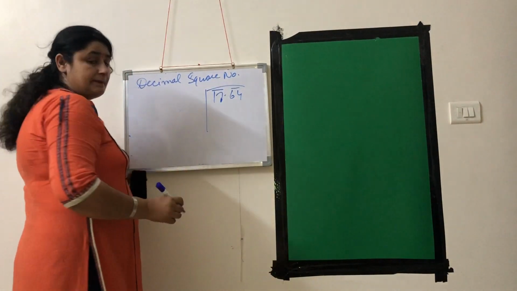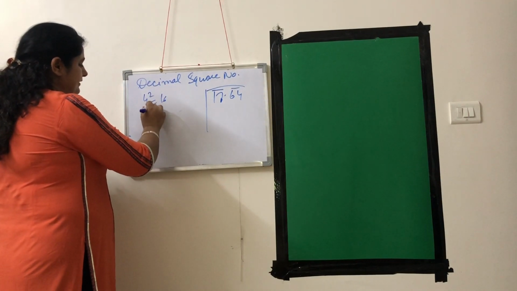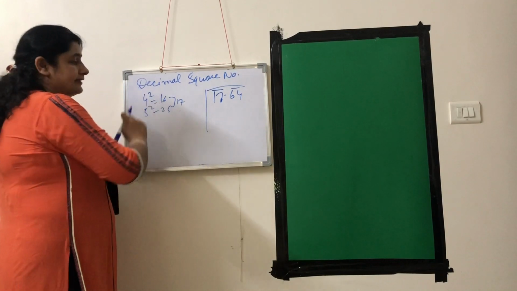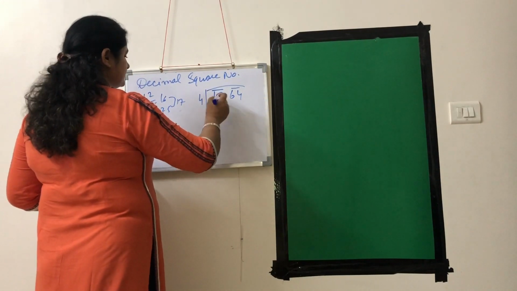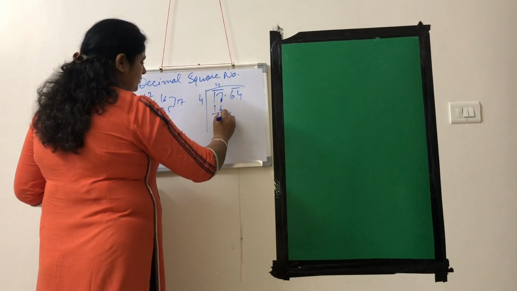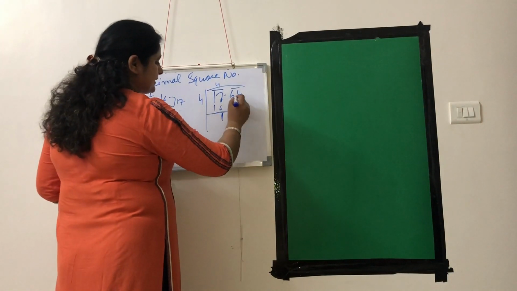So the first step will be: 4 4s are 16 and 5 5s are 25. So 17 lies between 4 square and 5 square. So we will divide it with 4 because 16 is less than 17. 4 4s are 16. So 1 will be the remainder.